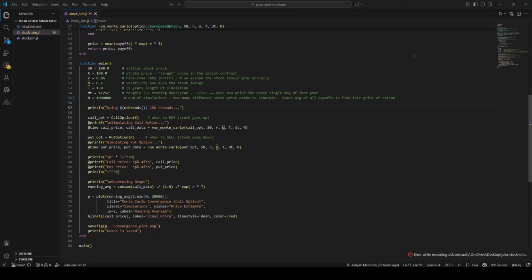So our project goal is to find a fair price of a financial option, which is essentially a contract to buy a stock later, by simulating the stock market's movement a million times. I'm going to go ahead and run this program.